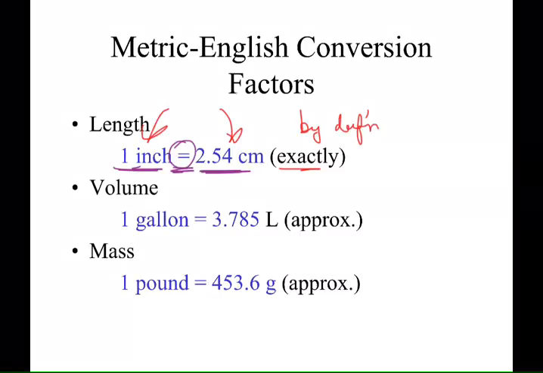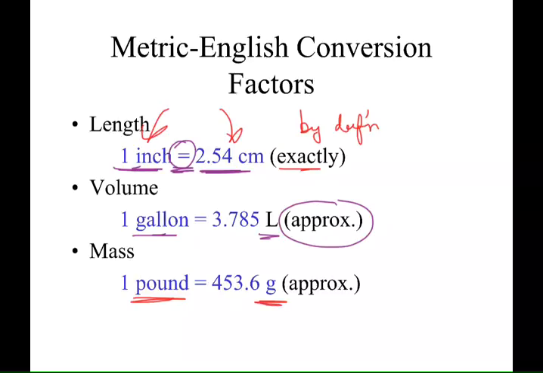Now, down here, we've got another equivalency statement, again, between the English and the metric system. Now, this is an approximate relationship. 1 gallon is approximately equal to 3.785 liters. Finally, down here we have, with regard to mass, the English pound and its relationship to grams, metric grams.